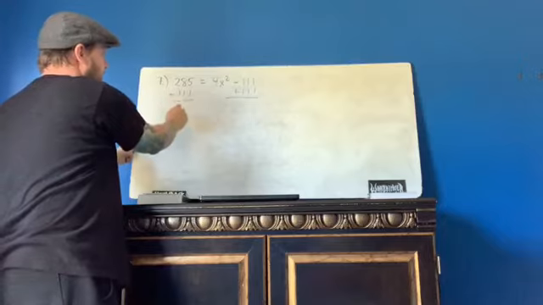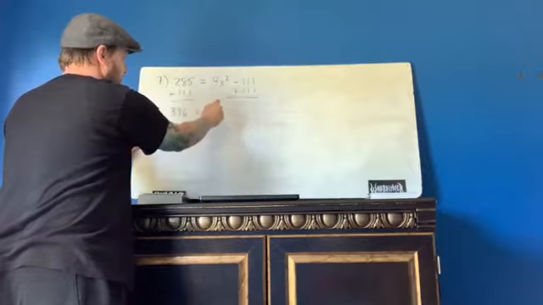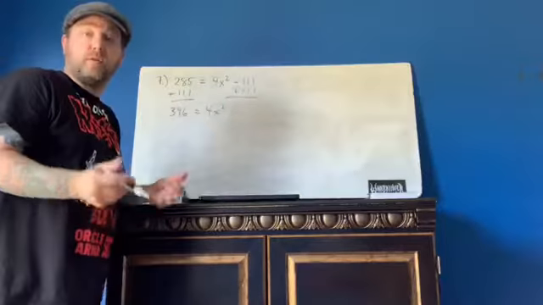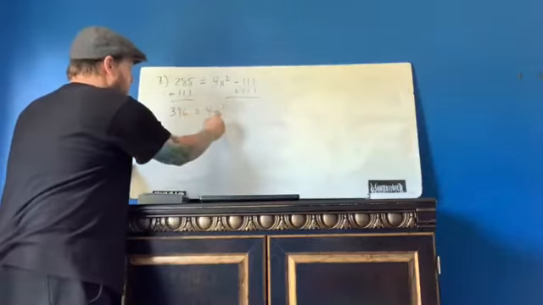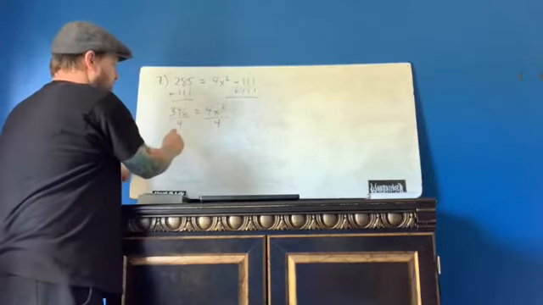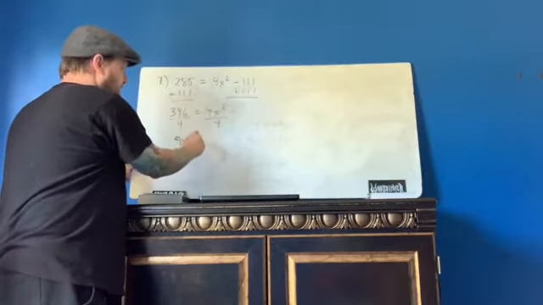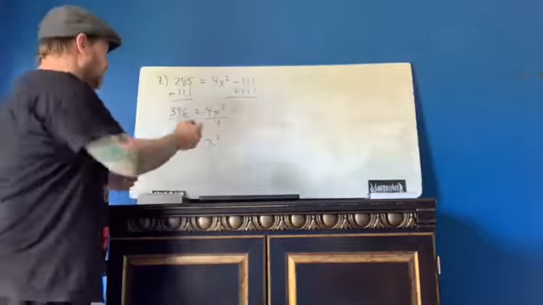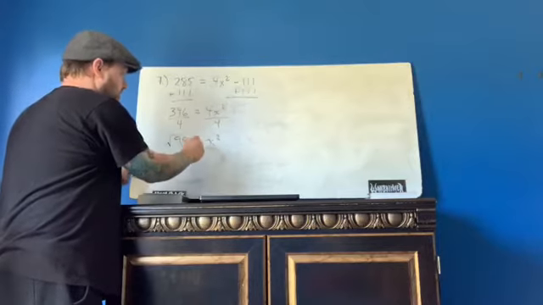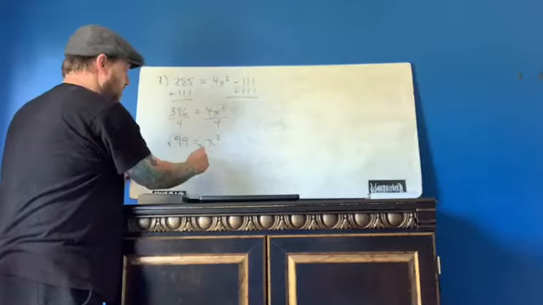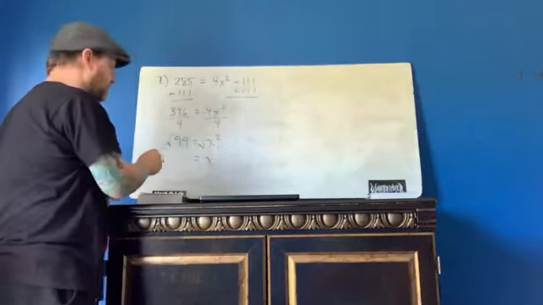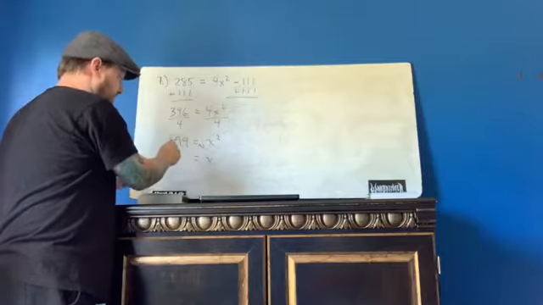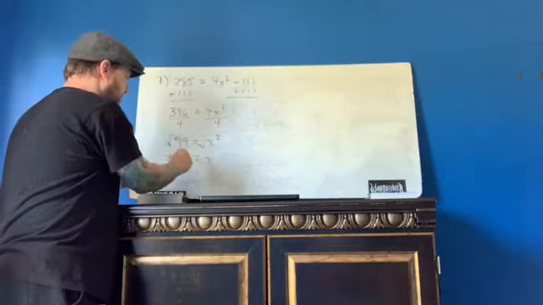We've got 396 equals 4x squared. So now we've got to get rid of the 4, divide both sides by 4. 396 over 4 is 99 equals x squared. So let's take the square root of both sides. Square root of x squared is x. Square root of 99 is plus or minus, right? Plus or minus root 99.